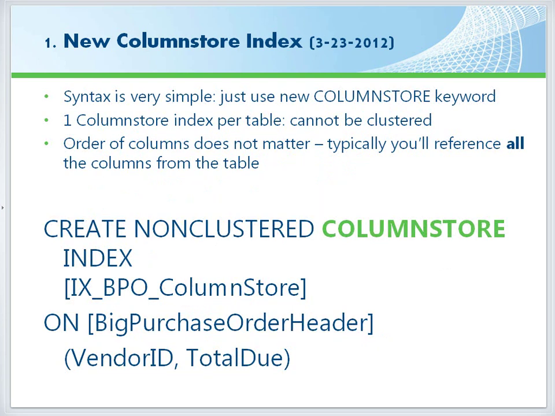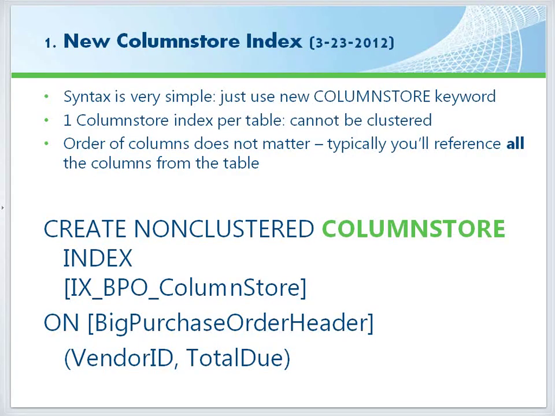Okay, well, coming forward here, the syntax, we actually saw it in the script a few minutes ago. The syntax is very simple. It is just simply create non-clustered columnstore index, and we give it a name on the table, and then we reference the columns, ideally all of them, and it does not matter the order of the columns. It does not matter if we put total due in front of vendor ID or after vendor ID, we're going to get the same performance. So the order here does not matter.